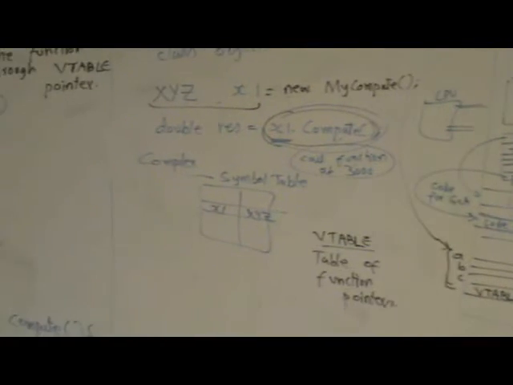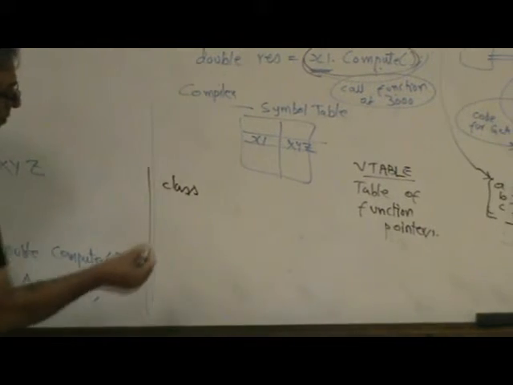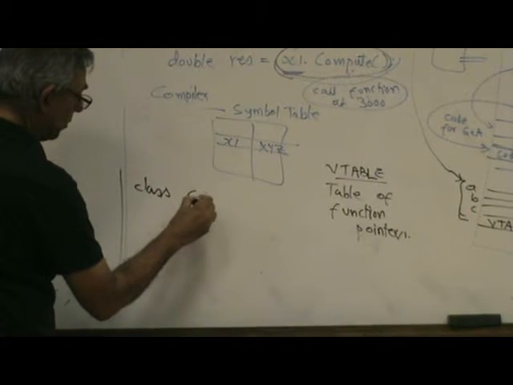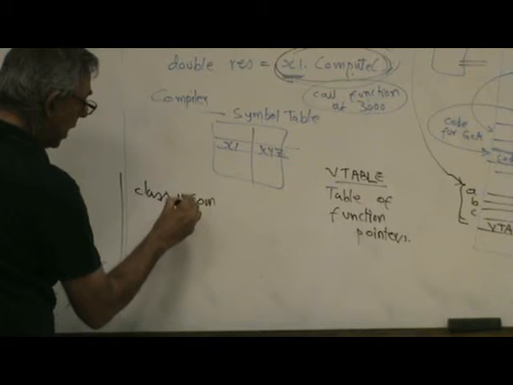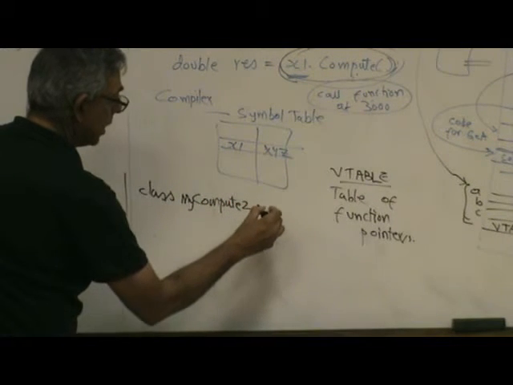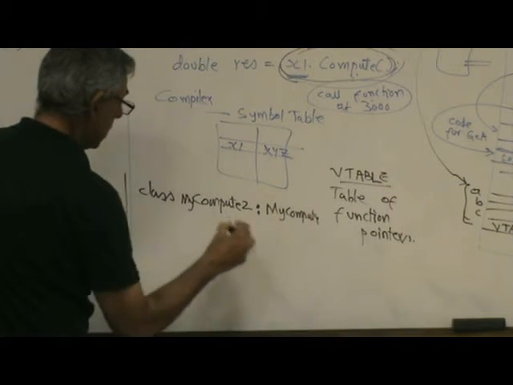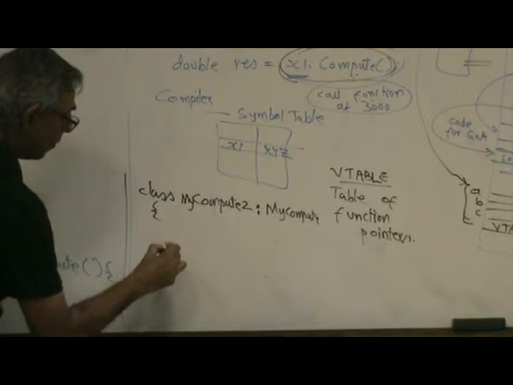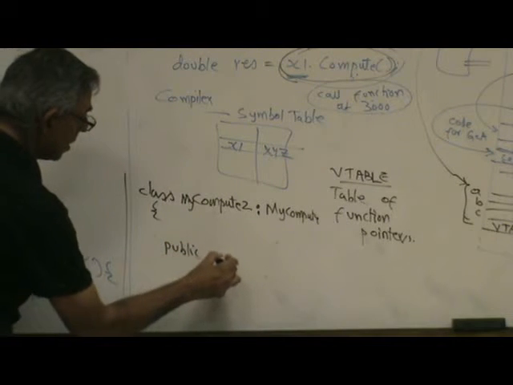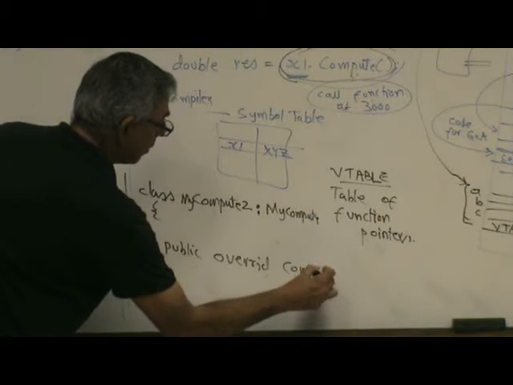And very briefly, what if we created one more class? Let's say class my compute 2, and this inherits from my compute, and we did an override of the compute.